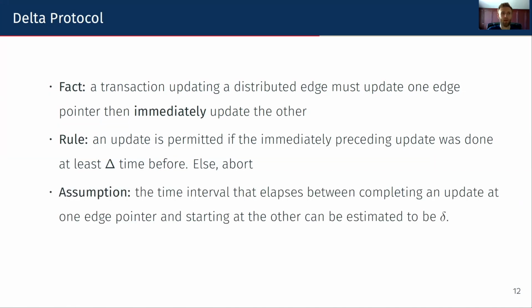This is based on the assumption that when updating a distributed edge, the time that elapses between completing an update on the first edge pointer, traversing the network, and starting at the other edge pointer can be estimated to be some value lowercase delta. In a practical setup, to obtain lowercase delta, we are required to make a best effort estimate on the upper bound on the delay between database servers. This then allows us to set meaningful values of capital delta.